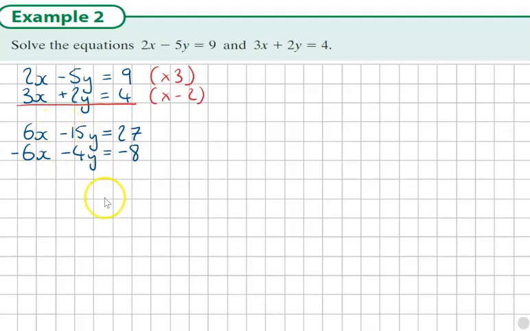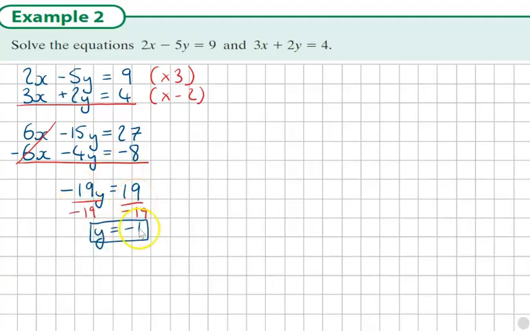So now my x's will cancel. I can eliminate my x's. So I get minus 19y equals 19. So y is equal to minus 1. So I pick one of the equations and I'm going to sub in y equals minus 1. So I'm going to go with 2x minus 5y equals 9.